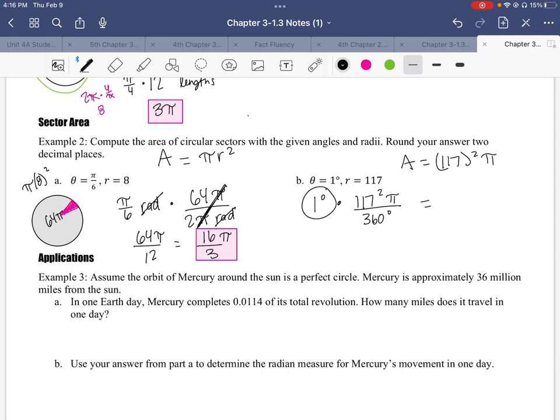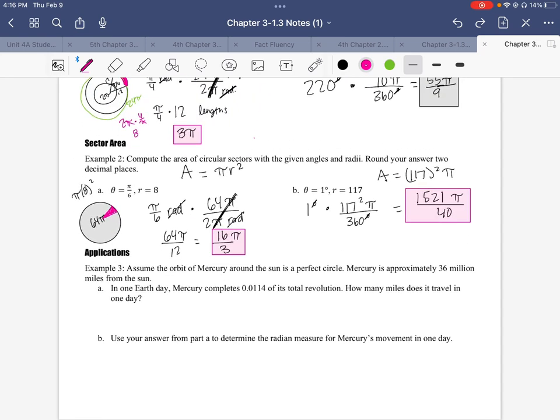Which, of course, this 1 degree thing really doesn't change the numbers at all. It really just cancels out our degree for us. So then we just have to do 117 squared divided by 360, which reduces to 1521 pi over 40. That is the area of just that 1 degree little sector. So if we've got the big circle, this is just like this little teeny tiny part of it. The whole circle is much bigger.